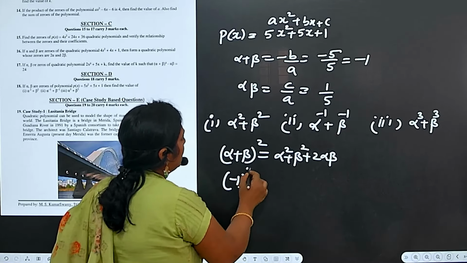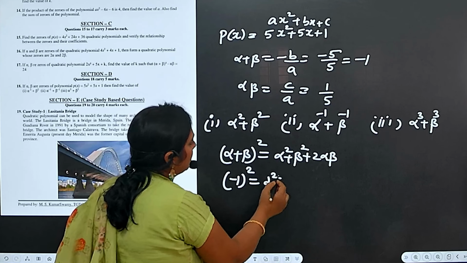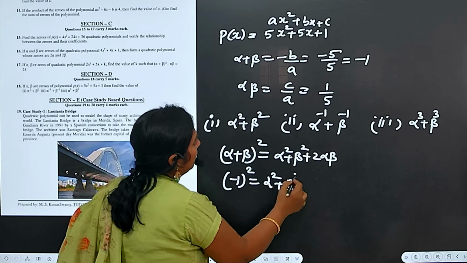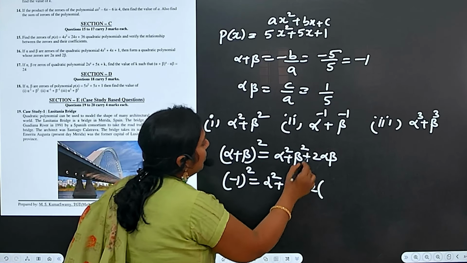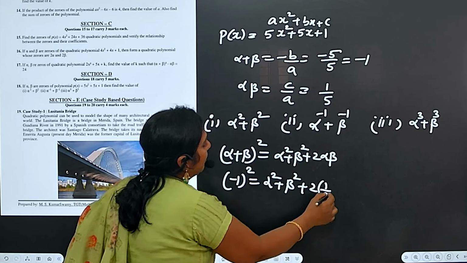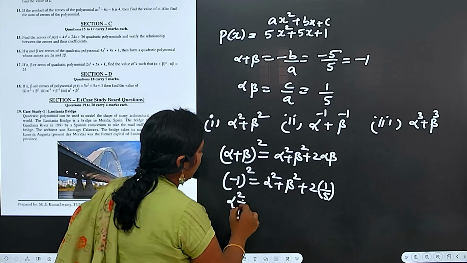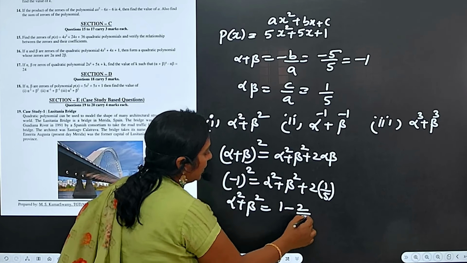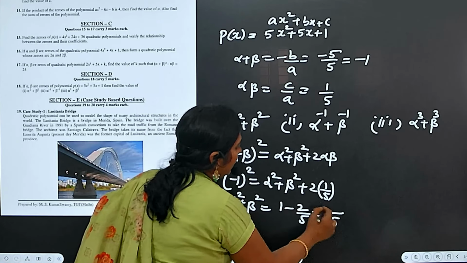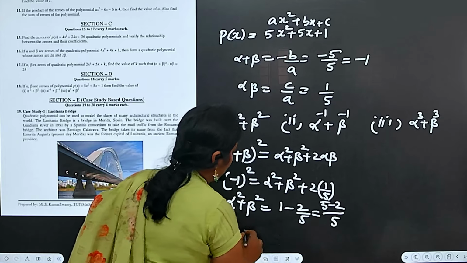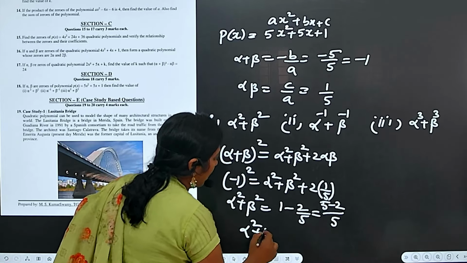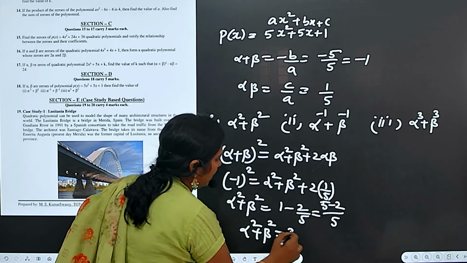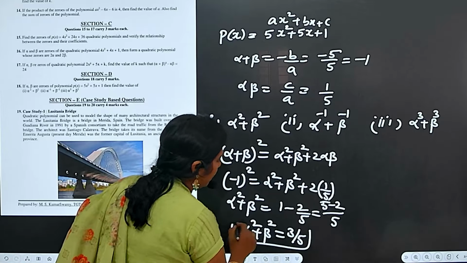Minus 1 whole square equals alpha square plus beta square plus 2 alpha beta, which is 1 by 5. From this, alpha square plus beta square equals 1 minus 2 by 5. Take the LCM, 5 minus 2. So the answer is alpha square plus beta square equals 3 by 5.